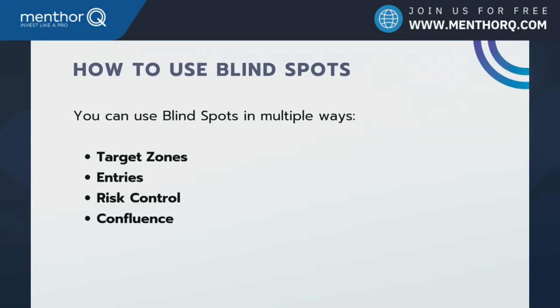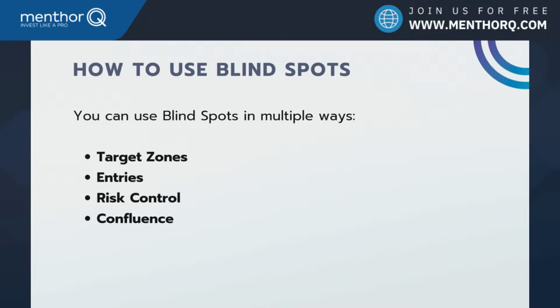They can also be used for entries. So when the price approaches a blind spot, and if that's in line with your bias, then it could be a great place to enter a position for a reaction. They can also be used to manage risk. So again, let's say that you are thinking about opening a trade, but you see a very strong blind spot against the direction. Maybe that's a signal that you might want to consider and take into action.